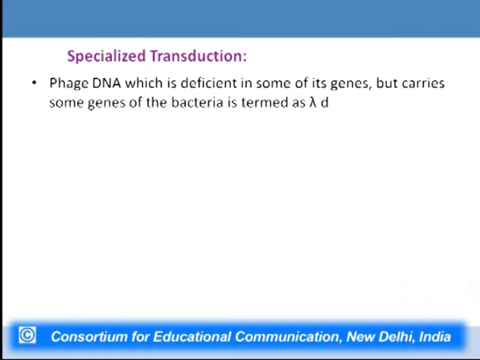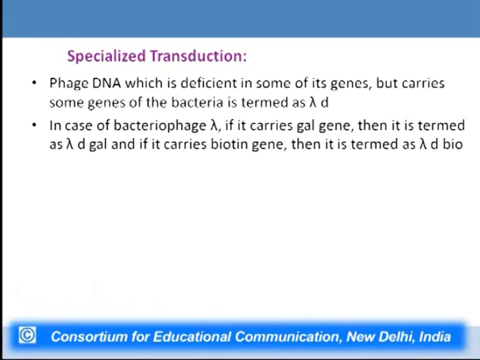Phage DNA which is deficient in some of its genes but carries some genes of the bacteria is termed as lambda d, wherein d represents defective because it is lacking some of its own genes. In case of bacteriophage lambda, if it carries the gal gene, then it is termed as lambda d gal, a defective phage carrying the gal gene of the E. coli, and if it is carrying the biotin gene, then it is referred to as lambda d bio, a defective phage carrying the biotin gene of the E. coli chromosome.